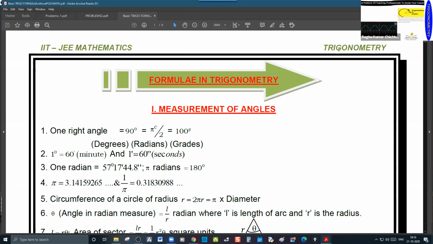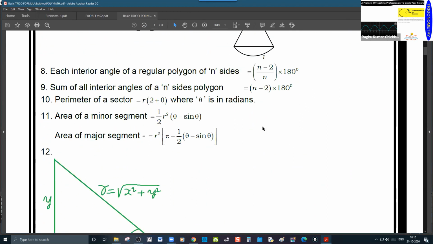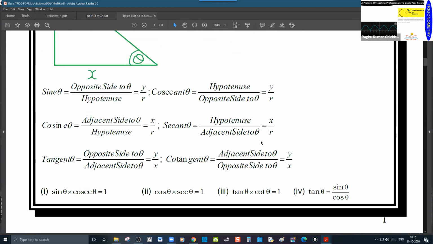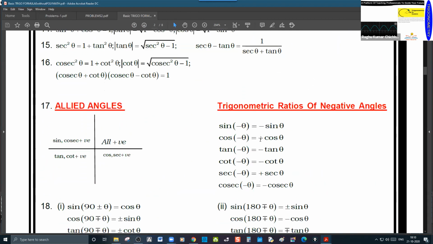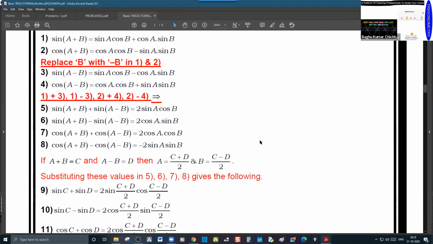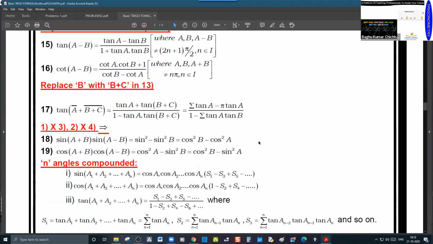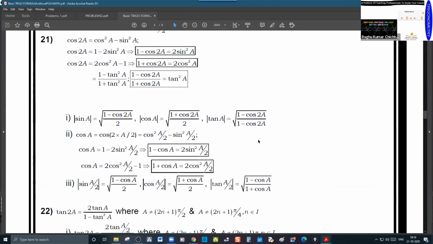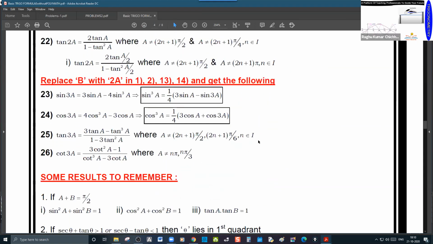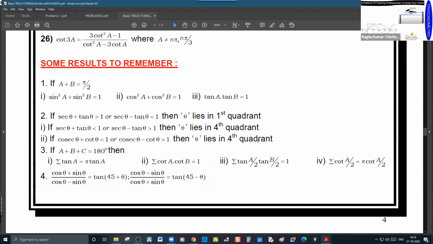Now, what is that standard result? Let us see that. Here we have seen all these basics already, allied angles and the compound angles, transformations, multiple and submultiple angles. Also, we have seen the formula. Now, what I'm insisting on is some standard results to remember.